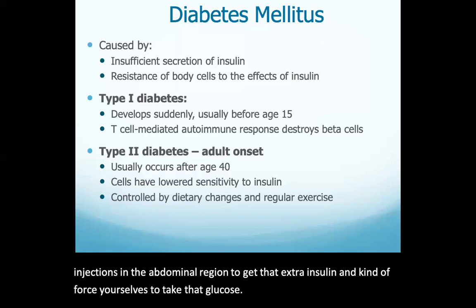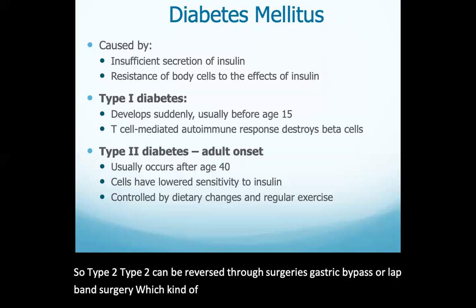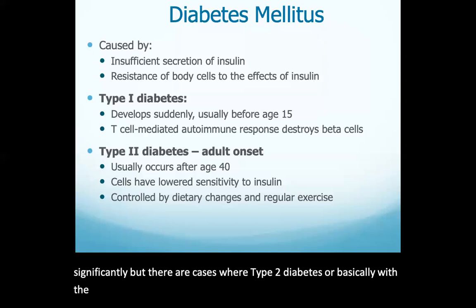Type 2 diabetes can be reversed through surgeries like gastric bypass or lap band surgery, which kind of limits the diet. Exercise can help significantly, but there are cases where type 2 diabetes stays with the person for the rest of their life, and they will be insulin dependent.